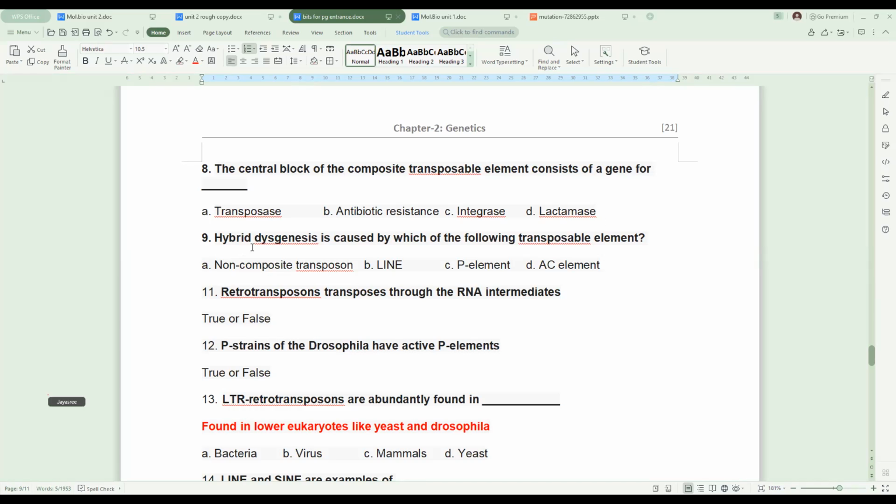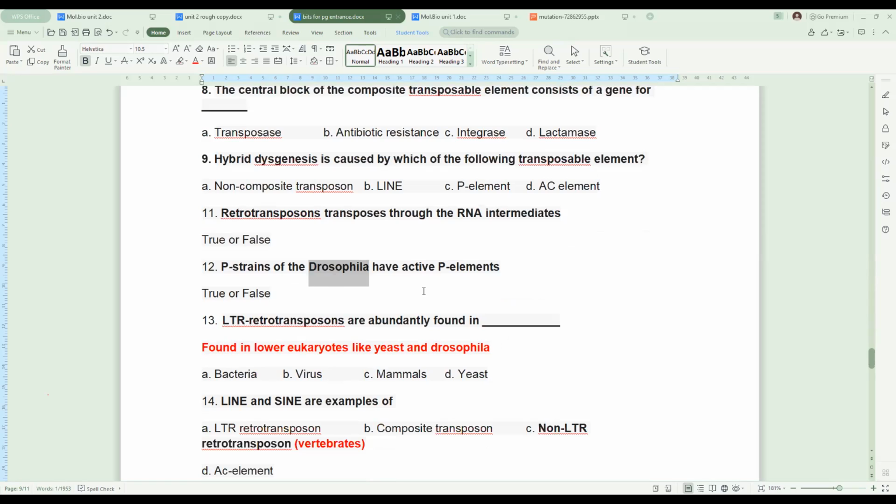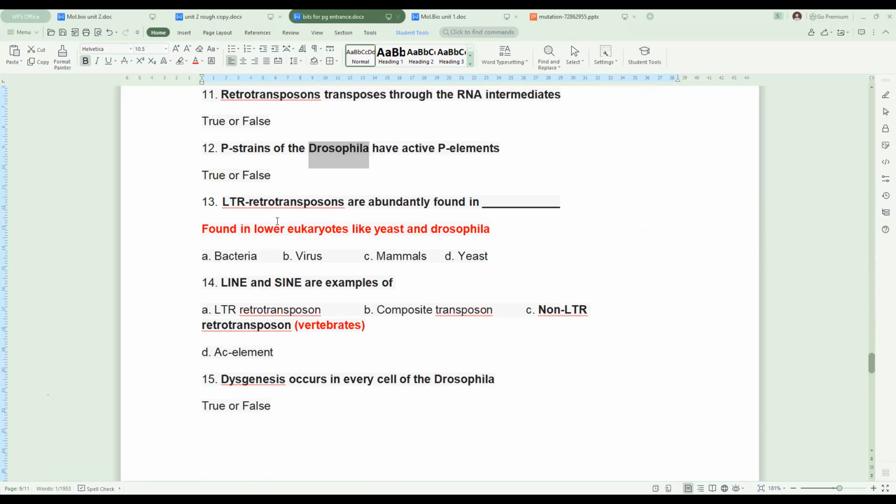Next, hybrid dysgenesis is caused by which of the transposable elements? Here you have to remember: hybrid dysgenesis is shown by the P element, and these P elements are present in Drosophila. Am I clear here? Yes. Next, retrotransposons transpose through RNA intermediates. True or false? True, ma'am. Very nice. P strains of Drosophila have active P elements. True.